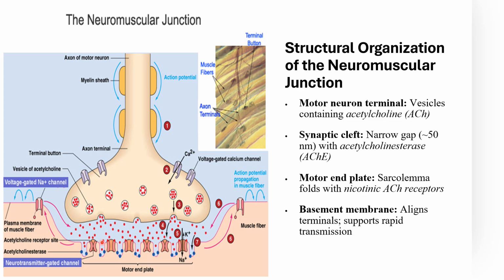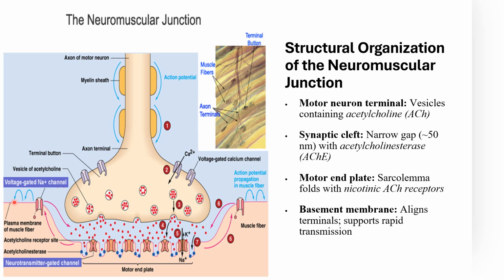Now, between these two lies the synaptic cleft, an incredibly narrow gap, only about 50 nanometers wide, filled with extracellular fluid and the enzyme acetylcholinesterase. This enzyme is the gatekeeper of the system and also the timekeeper. It destroys acetylcholine almost as soon as it arrives, ensuring that every muscle contraction begins and ends precisely on schedule.